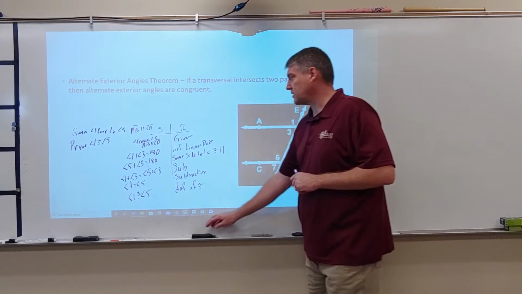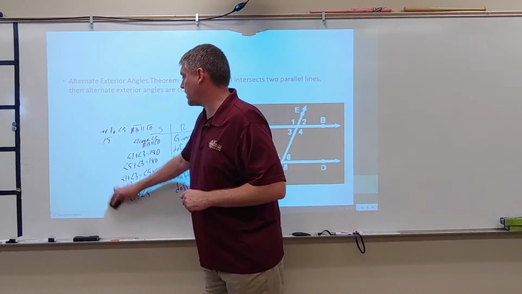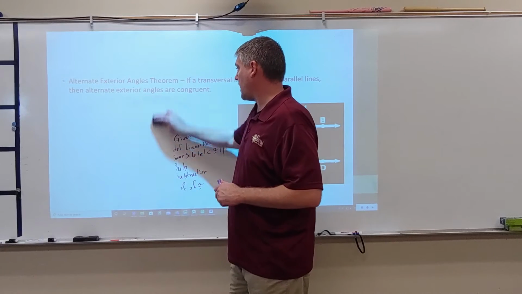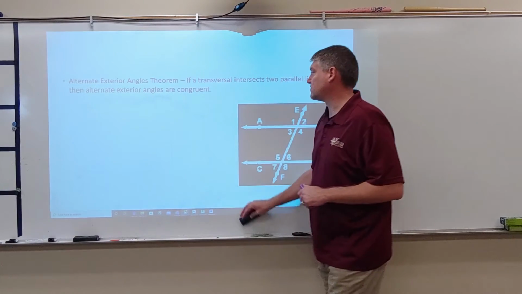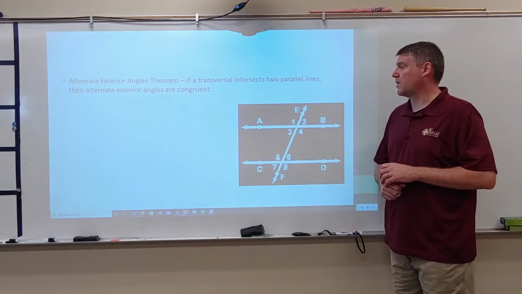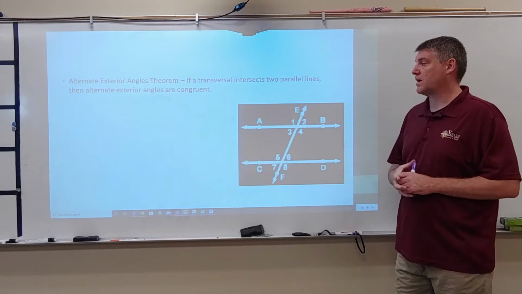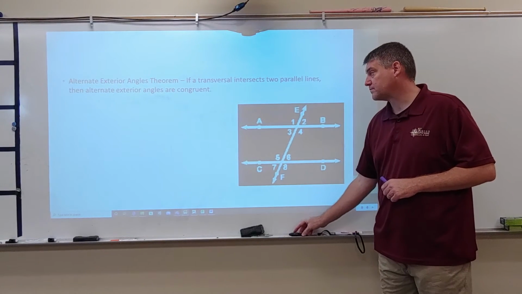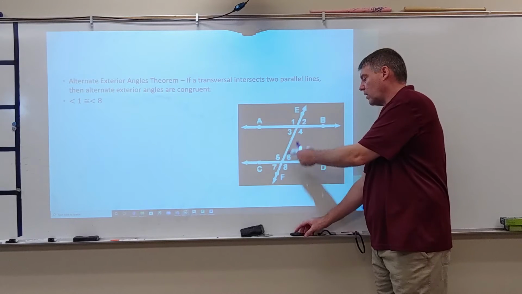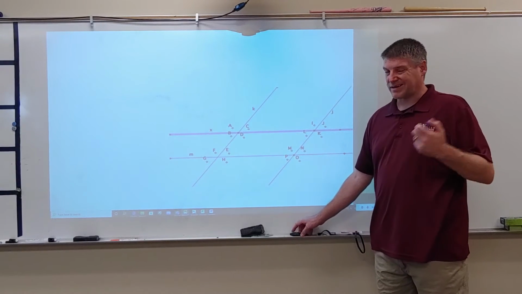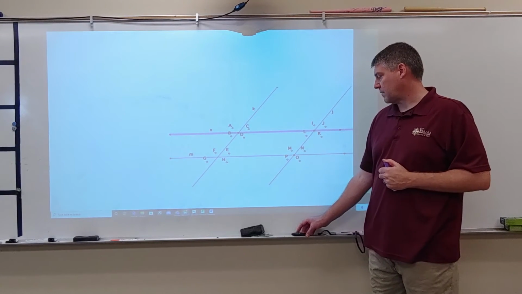Okay? Alternate exterior. So the alternate exterior angles theorem: if a transversal intersects two parallel lines, then the alternate exterior angles are congruent. Okay, so angle 1 is congruent to angle 8. Kind of that same proof that we were talking about.